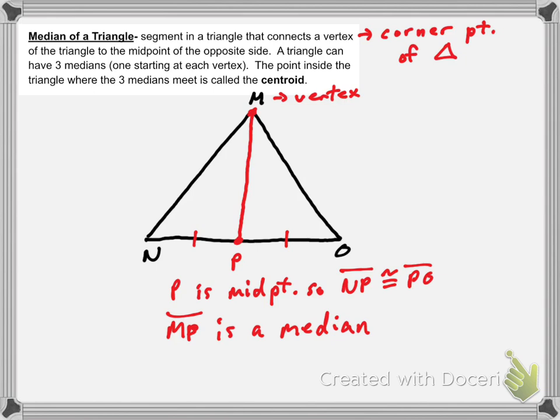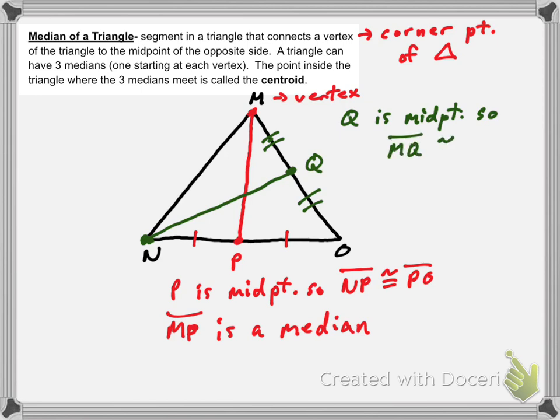Now, if I were to draw the other ones, let's say I started at N. If I have a midpoint here, we'll call it Q, and we draw a segment from N to the midpoint Q. So Q is a midpoint, so MQ is congruent to QO, and that makes NQ a median.